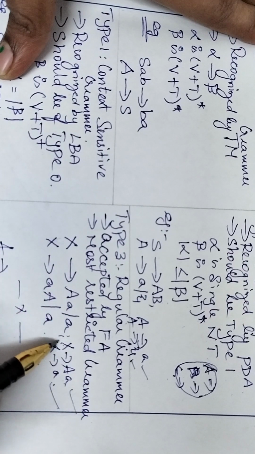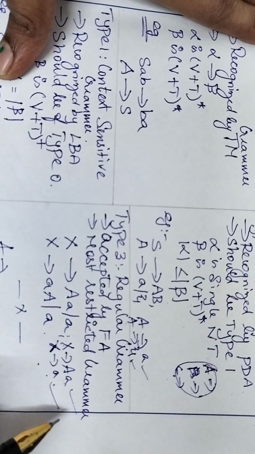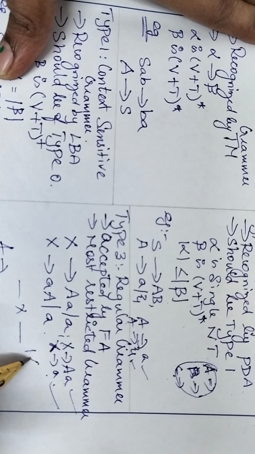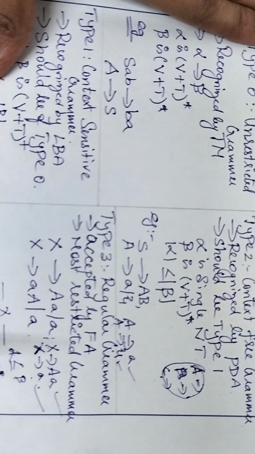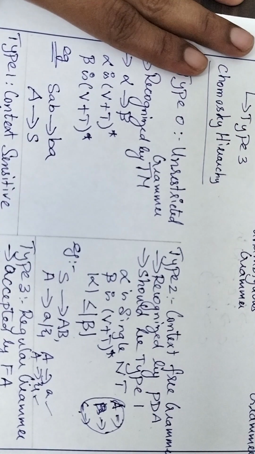This can also be written like this: X tends to aA, this is one equation, and X tends to a. Here also you can see that on the left-hand side you have a single non-terminal, whereas alpha is less than or equal to beta. The condition should be like that. Here you have one non-terminal, which is equivalent to the beta, because beta also has one non-terminal here. So the count is equivalent, which can be accepted under the type 2 restrictions. I hope you all understood the types of grammar.